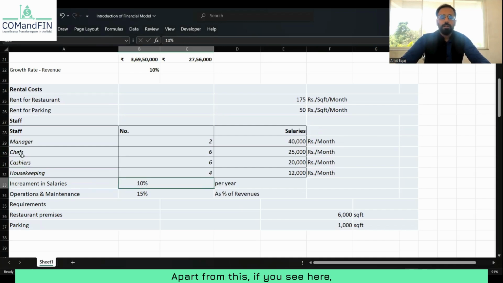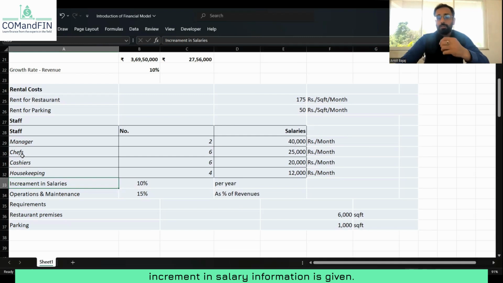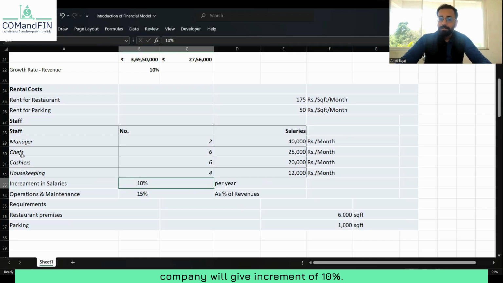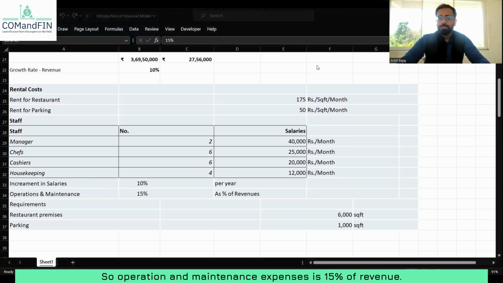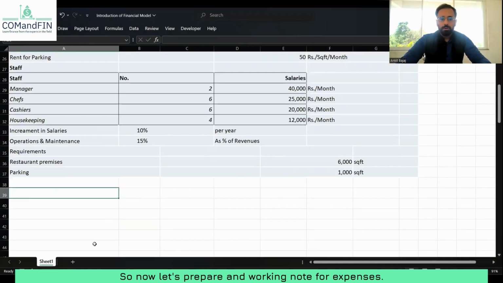Apart from this, here increment in salary information is given. So every year, company will give an increment of 10%. Whereas operation and maintenance expense is given, that is 15% of revenue, right? Operation and maintenance expense is 15% of revenue. So now let's prepare a working note for expenses. So first I will create a working note for rent, right?